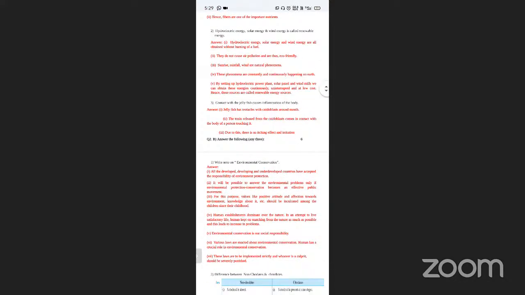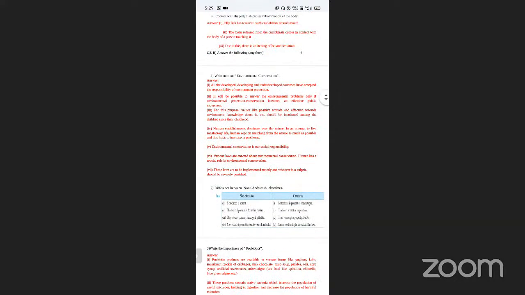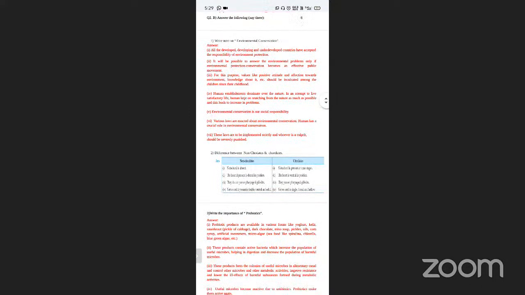Then question number 2B is again answer the following. Here a total of 4 questions are given and you are supposed to write any 3 out of them. Four questions are given to you and you are supposed to attempt only 3 of them. It is again for 6 marks, meaning each question carries 2 marks. The first question: write a note on environmental conservation.